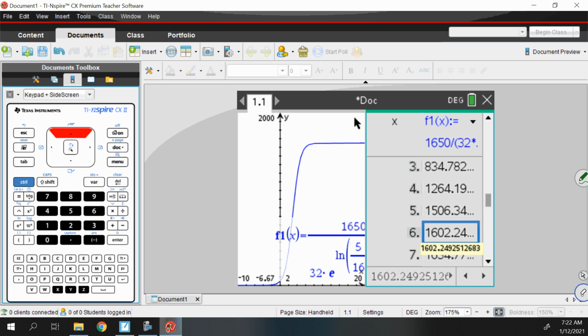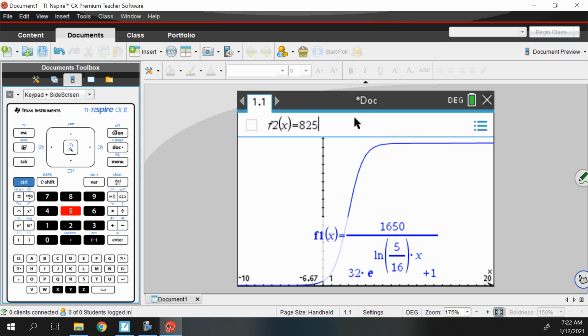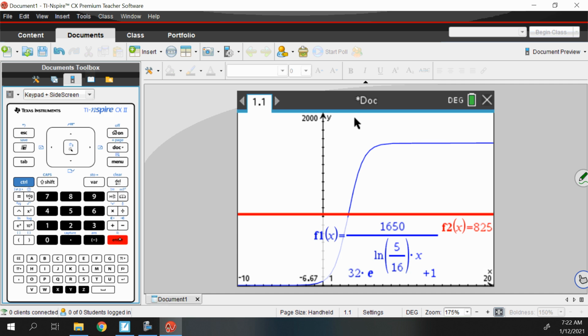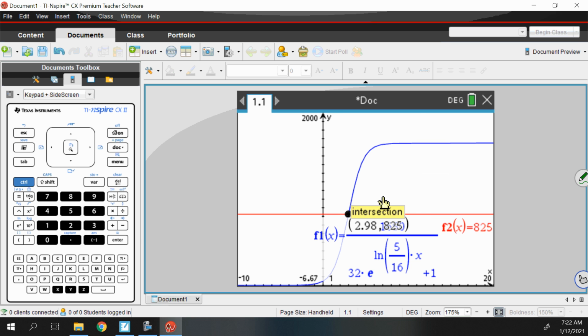So all we're going to do is go back to our graph and hit tab, and we're going to graph that 825. And we'll just now find the intersection. So you got menu, analyze graph, intersection. We'll go left of it, we'll go right of it, and we've got 2.98. Remember, you can click the X value and hit plus, and it'll show you more spots. So to 3 decimal places, that would be 2.980 days.